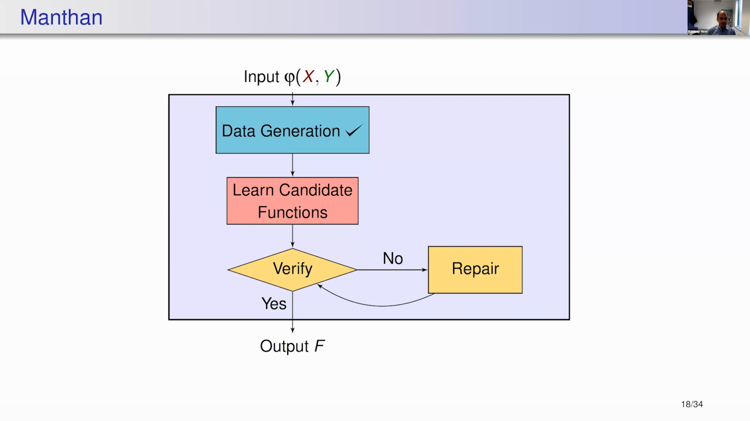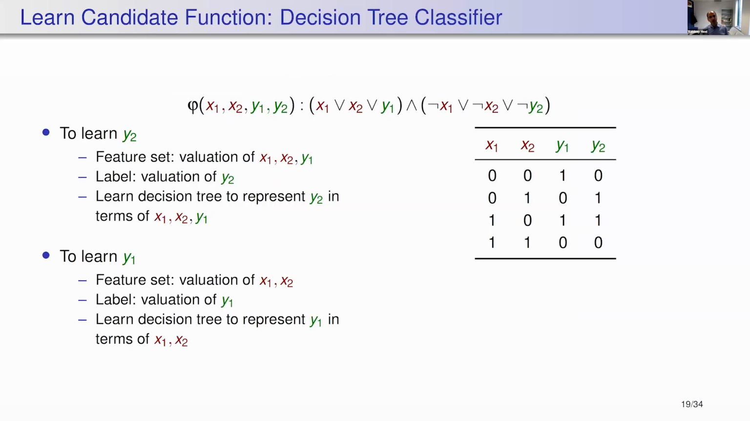Okay, so now let's get to the second part. What we wanted to do was really rely on off-the-shelf techniques here. So we are relying on a decision tree classifier, the scikit library in Python. Remember we have generated the samples, so we have a set of features and the labels corresponding to those. Now we just want to learn functions for the variables in terms of the rest of the variables. So we can learn a function for y2 in terms of x1, x2, and y1. And then we can learn a function for y1 in terms of x1 and x2.